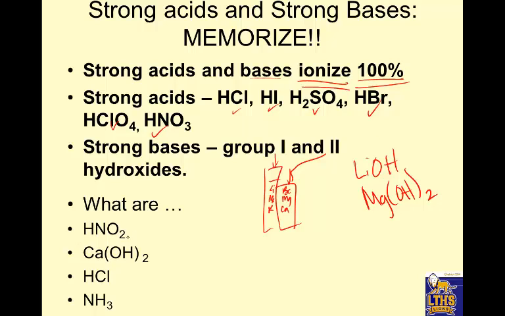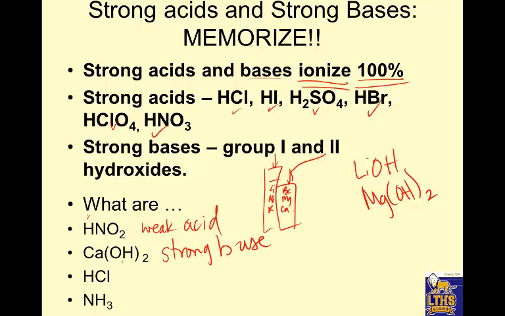So let's look at HNO2. What is it? It's an acid. Hello, I start with hydrogen. NO2. It's not on this list, so it must be a weak acid. Hello, I'm an acid. But it's a weak one because it's not on the list. CaOH. Well, OH means base, and Ca is in group 2, so this is a strong base.